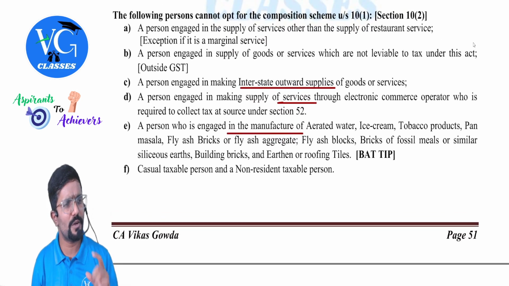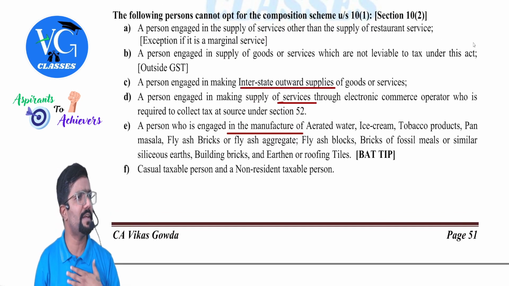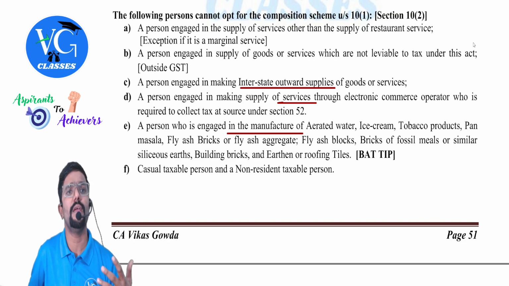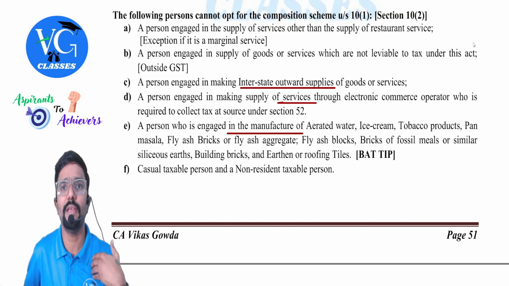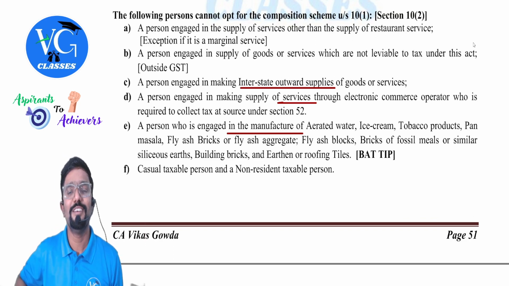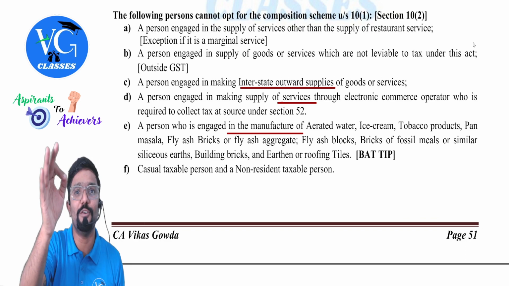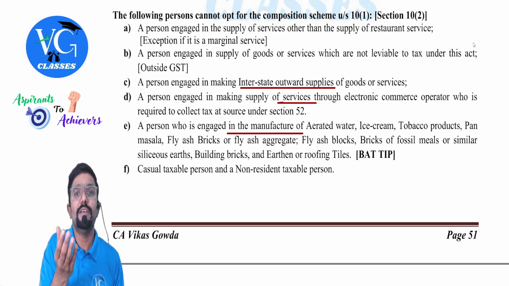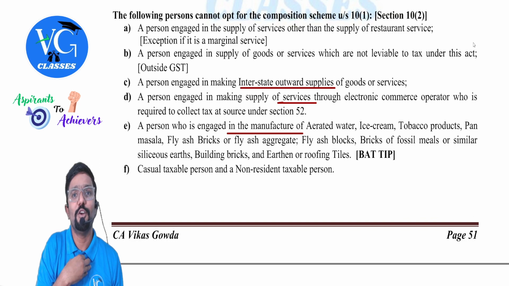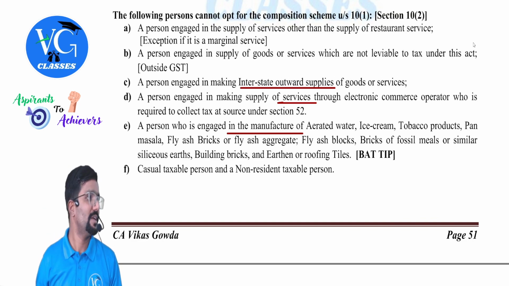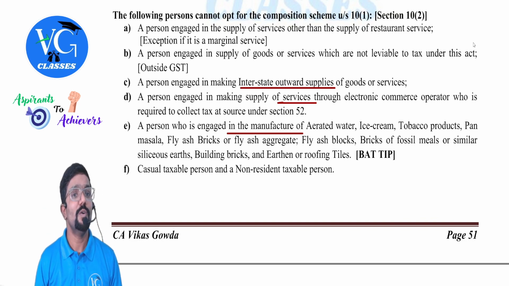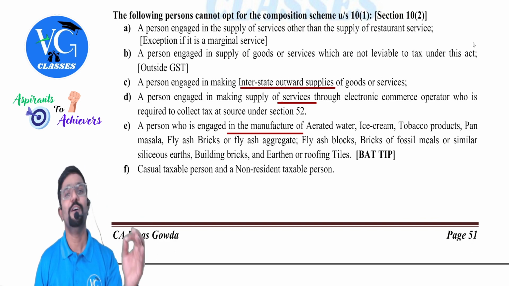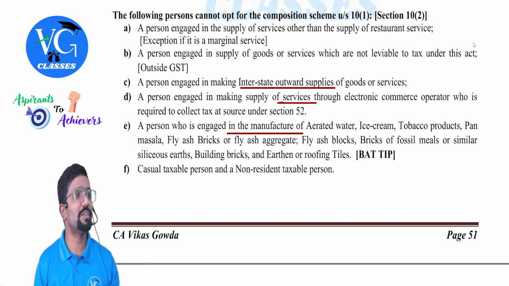Please be careful, guys. They're testing on small things like this. For example, they will tell Vikas is a trader of ice cream. He wants to follow composition scheme. Can he? Vikas is a trader of ice cream. Can he follow composition scheme? Yes, he can follow. Now, Akarsh is a manufacturer of pan masala. Can he follow composition scheme? No, he cannot.